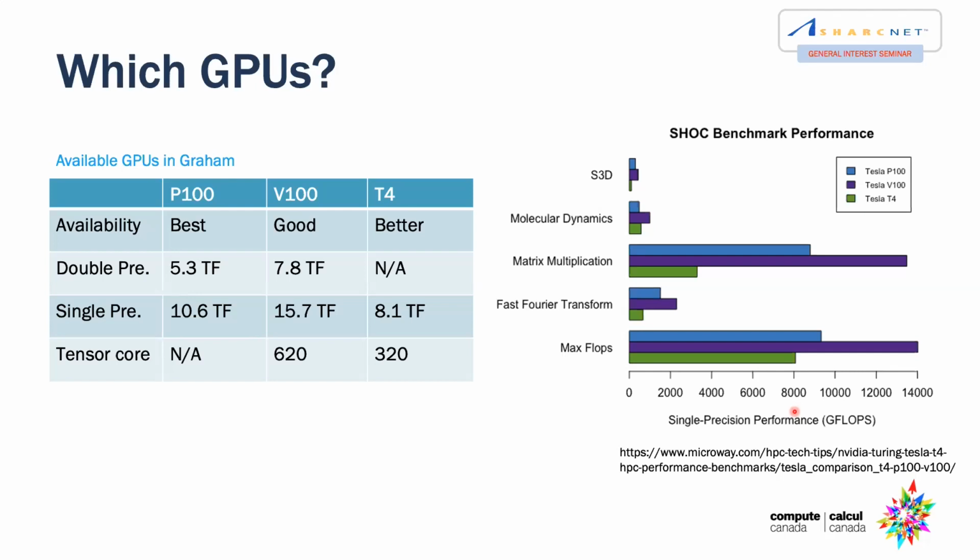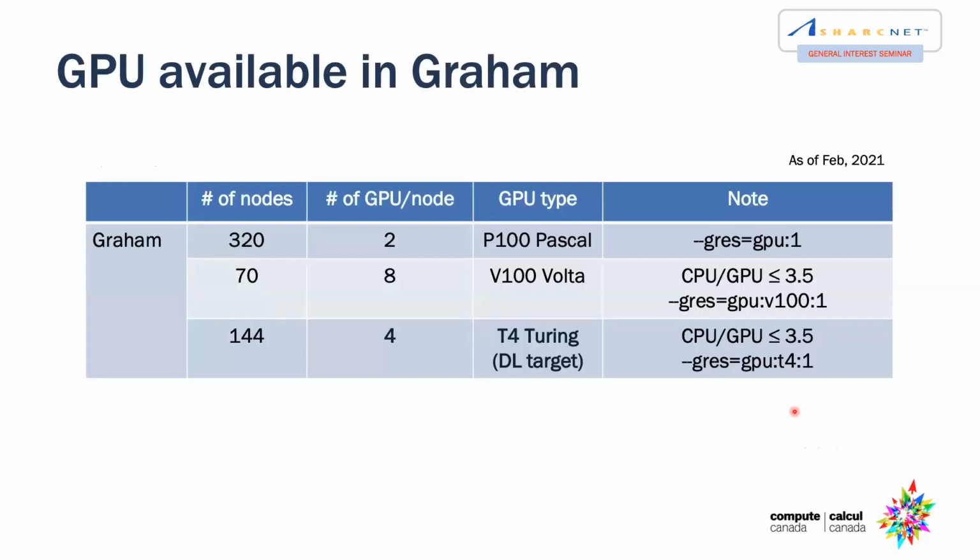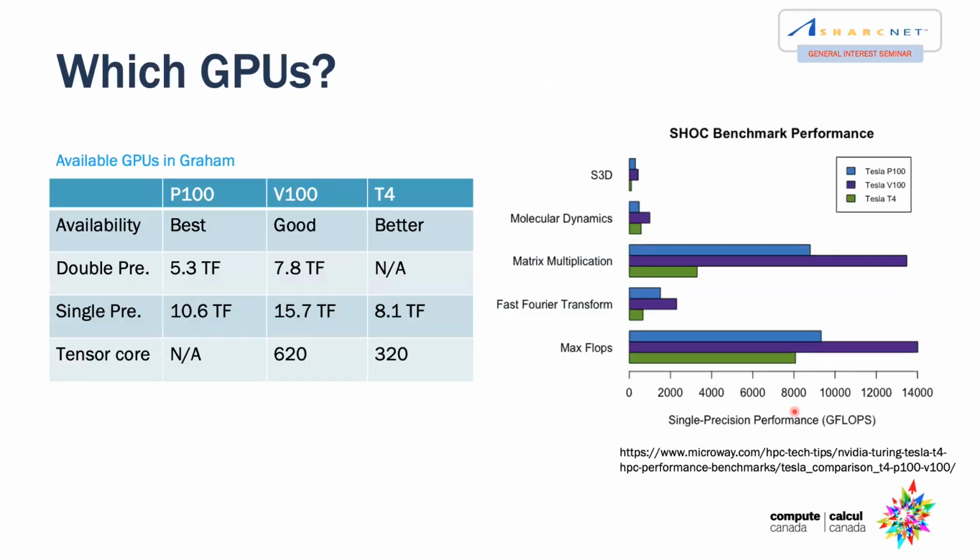However, as you may see, V100 has very limited nodes, right? So total 560 GPUs, and it has only 70 nodes, right? So it's not easily available for everybody. So if your job is not related with double precision, why do you have to bother waiting in the queue to get the V100? You better use something like a T4.